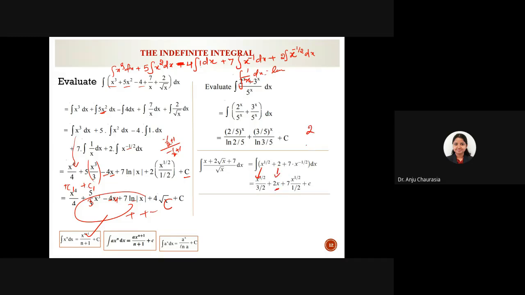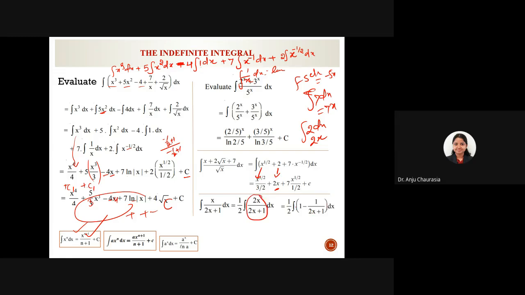If it is only 2, you can directly write the integration of 2 dx, integration of 7 dx, so you can write 7x, integration of minus 5 dx, so you can write minus 5x, because the integration of 1 is x, and here x raised to 1 by 2 divided by n, this formula, n was minus 1 by 2. So again, here some logic they have applied, they converted it in this way.